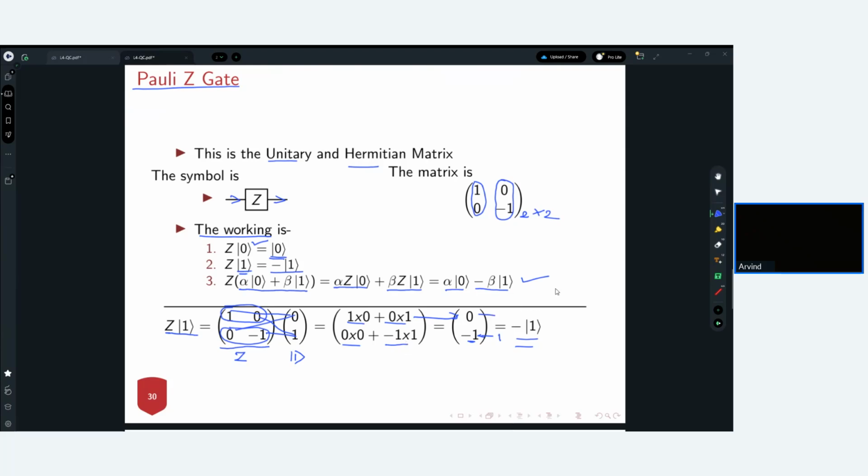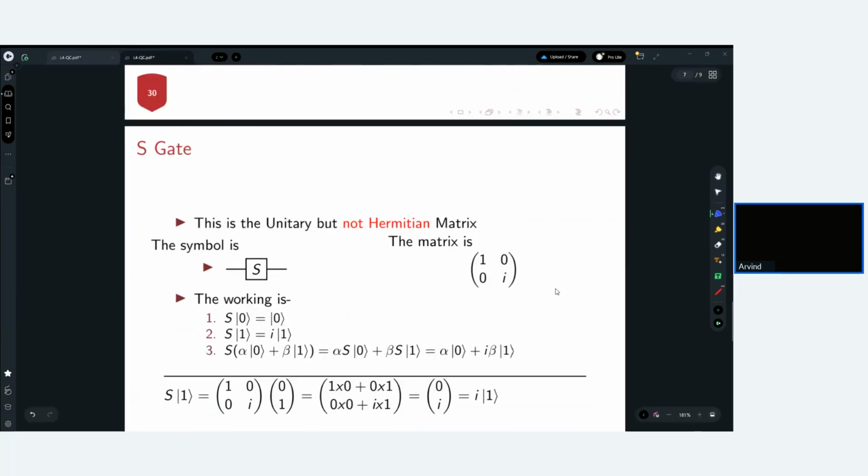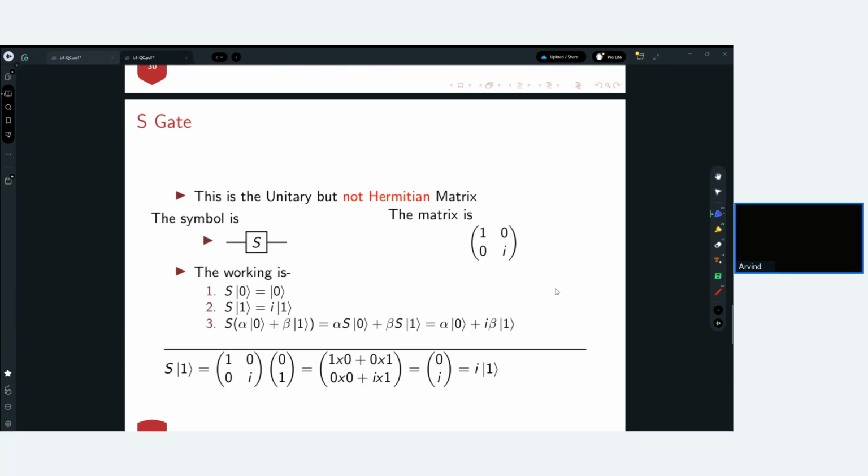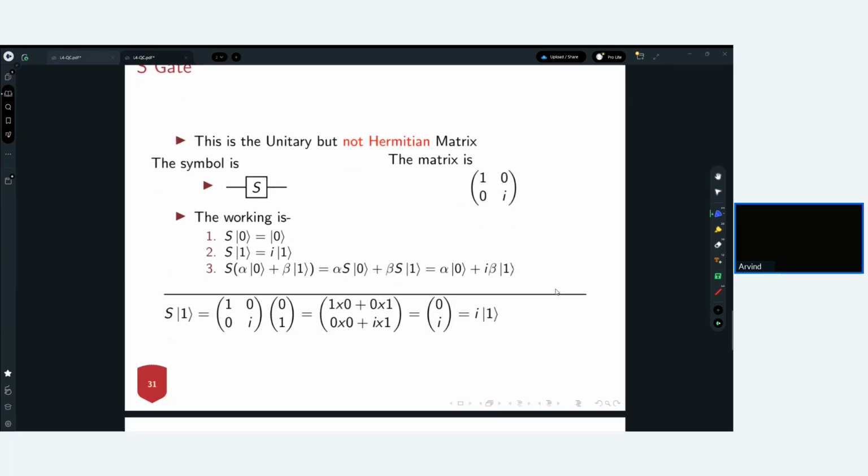Like that, there are additional gates, which we call the S gate. The S gate is a single input, single output gate like our previous X, Y and Z gates. It takes one input and gives one output. It is a unitary matrix, but not a Hermitian matrix. So the matrix of the S gate has the first column 1 0 and the second column 0 i, and the size of the matrix is 2 by 2.